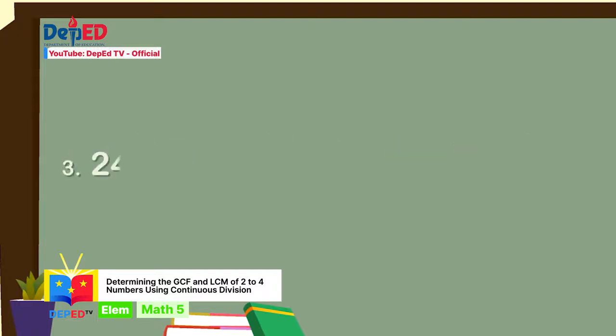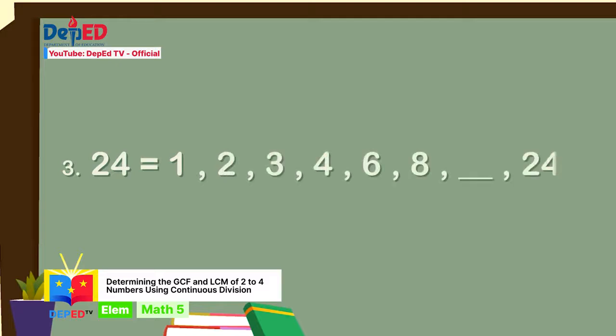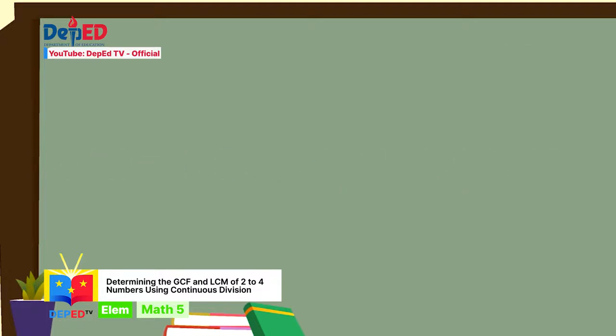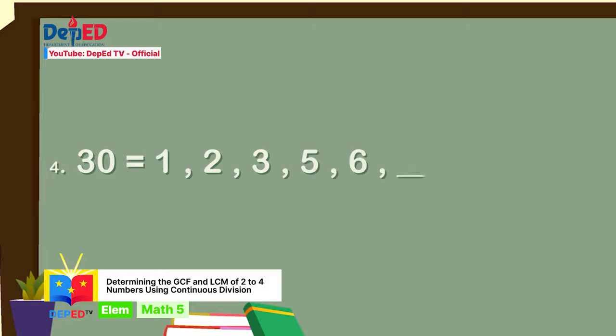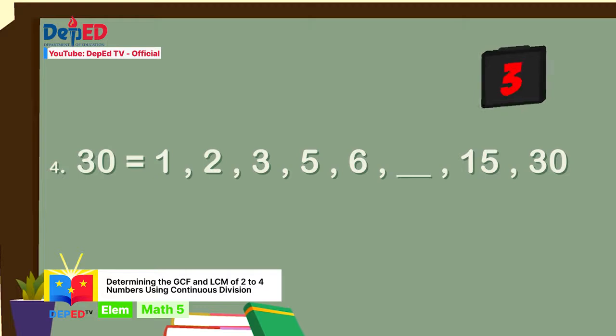Number 3, 24. The factors are 1, 2, 3, 4, 6, 8, blank, 24. The missing factor is 12. Number 4, 30. The factors are 1, 2, 3, 5, 6, blank, 15, 30. The missing factor is 10.